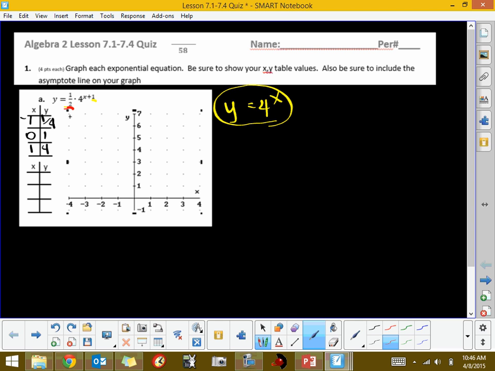The transformations that we have to perform are this half, which is outside the grouping symbol, so that means it's going to affect the y's, and this 1, which is really inside a grouping symbol. Since it's up in the exponent, there's a grouping symbol that's implied there. So these are going to affect the x's, and that half is going to affect the y.